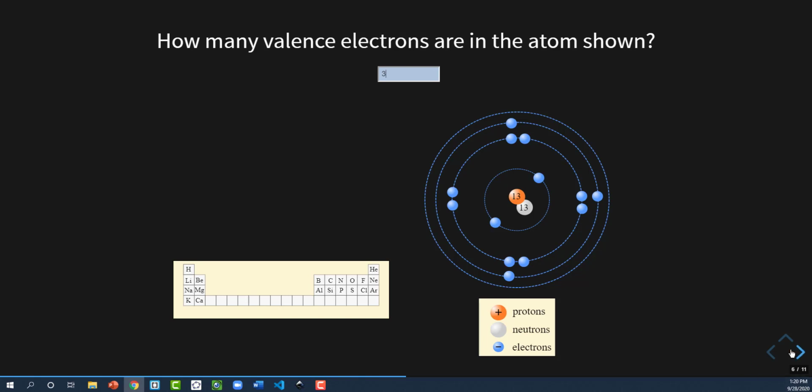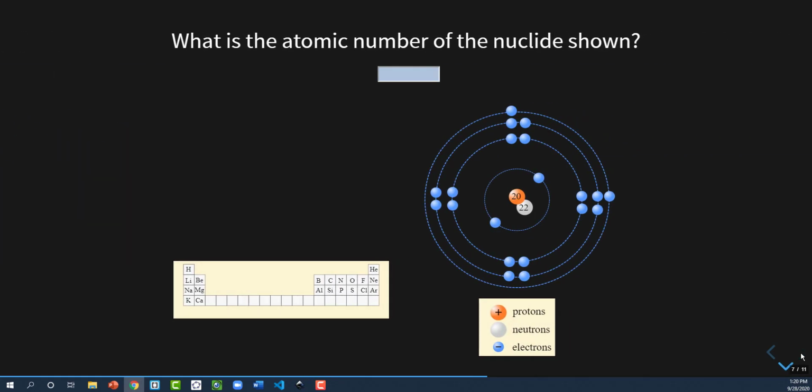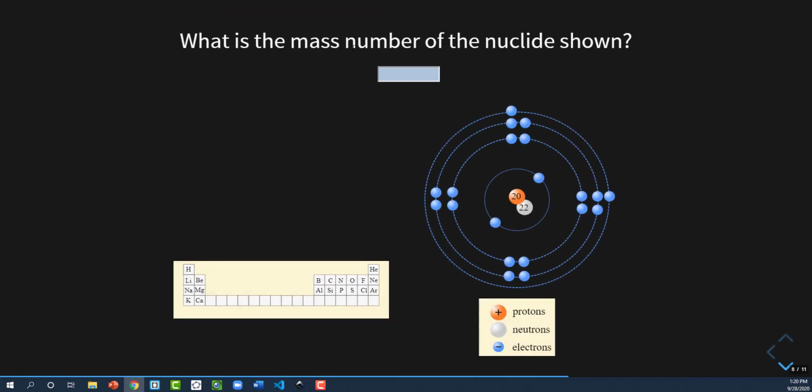And next we're going to look at an isotope of calcium and ask basically the same questions. Atomic number of the nuclide shown, that's that number here. That's the gold, the number of protons. So I can tell that that's 20. Next question, what is the mass number? Well, that's the sum of what's in the nucleus. That is the protons plus the neutrons. All the particles that more or less have mass. 20 plus 22 is 42.